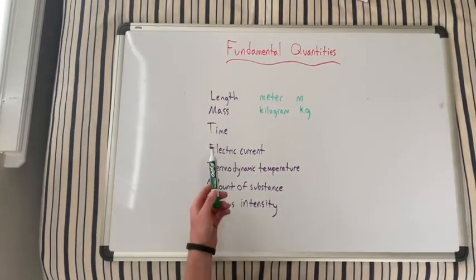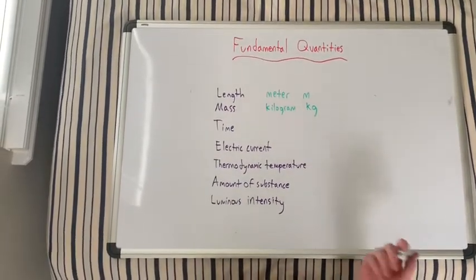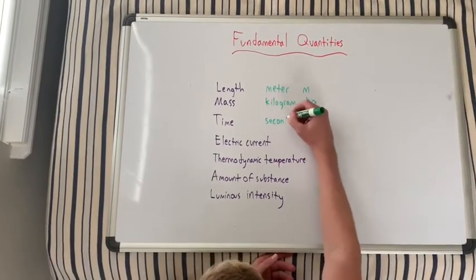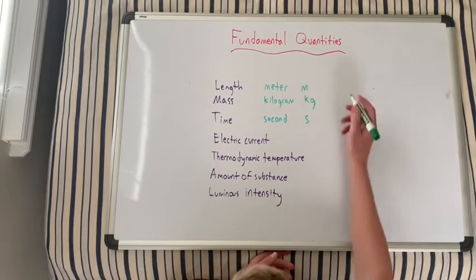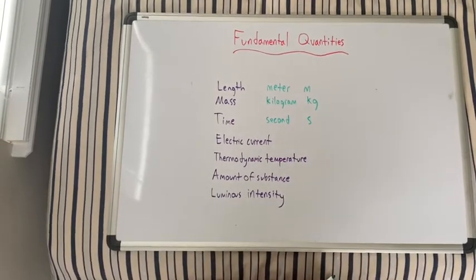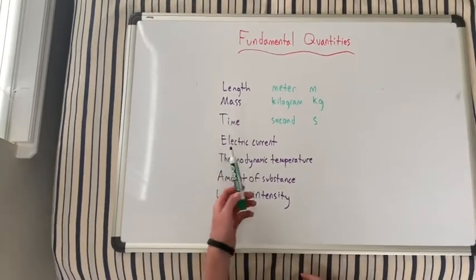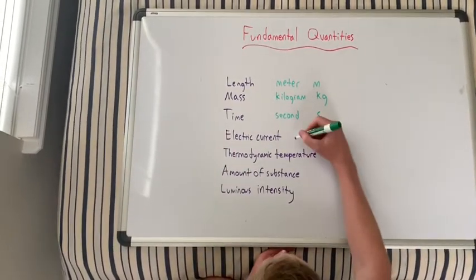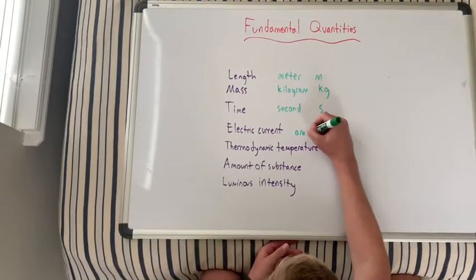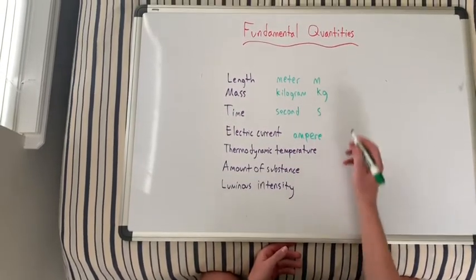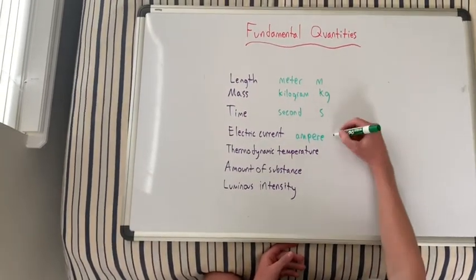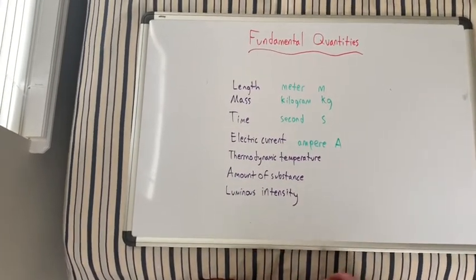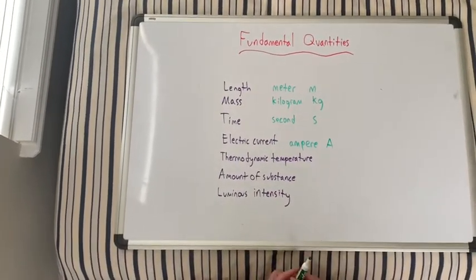Now on to time. The SI base unit for time is pretty simple. It's just a second, abbreviated S. Now we get on to electric current. Now the fundamental quantity for an electric current is an amp or an ampere. Now this is commonly abbreviated capital A. Now you've probably seen this if you've ever bothered to read the back of any electrical device.